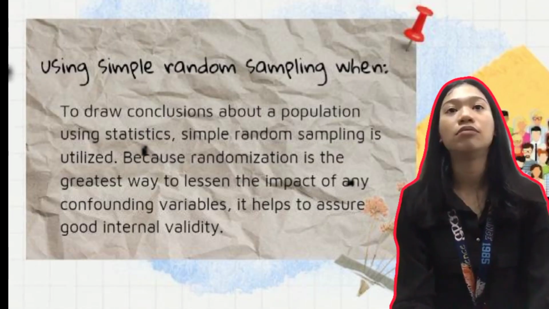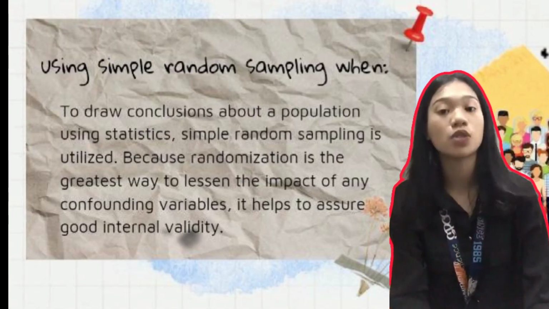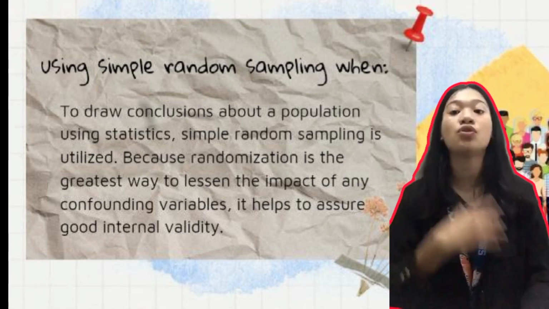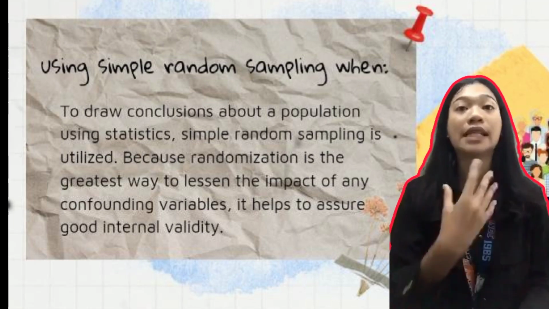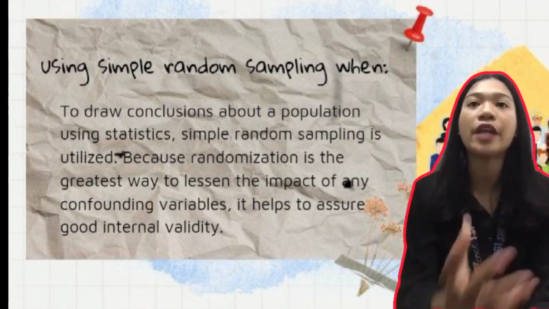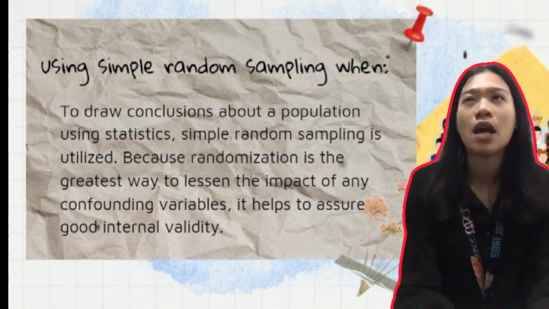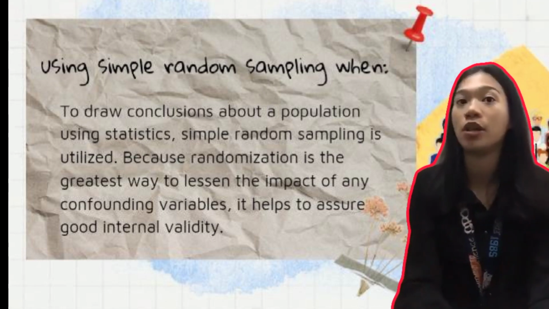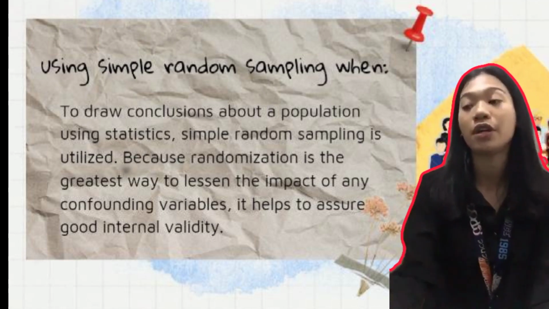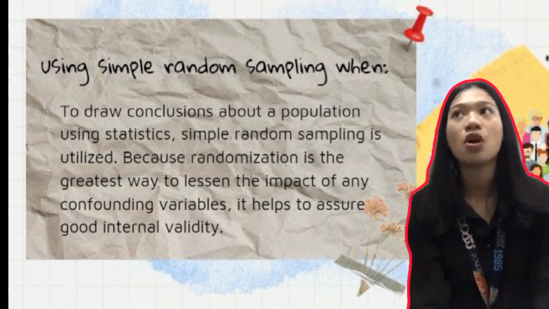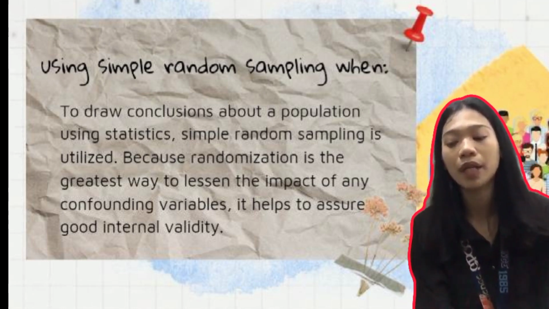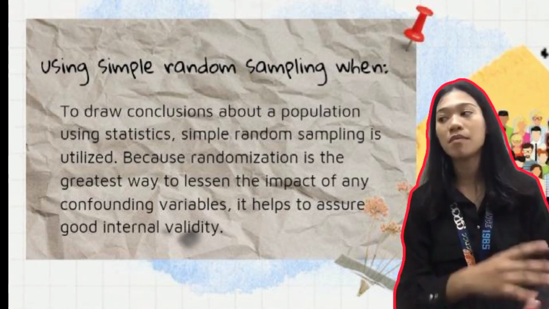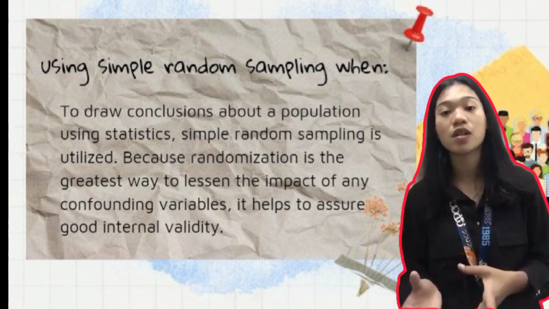And when do we use simple random sampling? So, kailan nga daw ba siya ginagamit? To draw a conclusion. Andun na yung keyword na to draw a conclusion about a population using statistics. Simple random sampling is utilized because randomization is the greatest way to lessen the impact of any confounding variables, and it helps to assure good internal validity. So, mas ginagamit siya commonly para kumuha ng sample and para mas ma-explain natin siya ng mas maayos at mas mabilis.